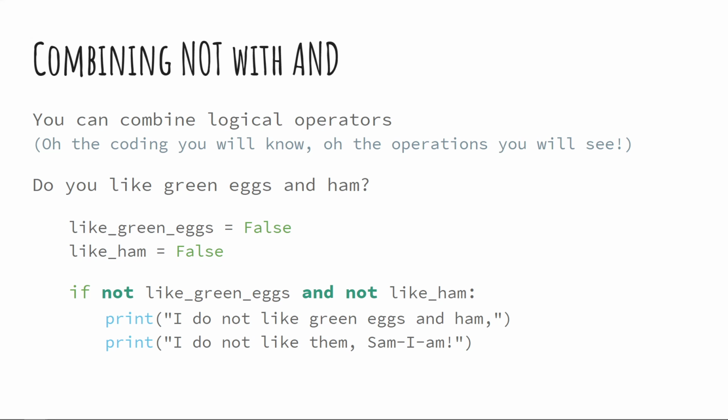And that will print. And the reason for that is when we do not like green eggs, that's not false, which is true. Not like ham is not false, which is again true. So we end up with true and true, which is true.